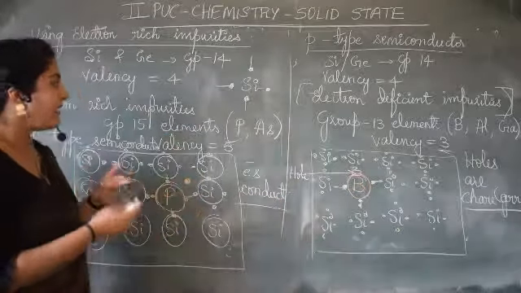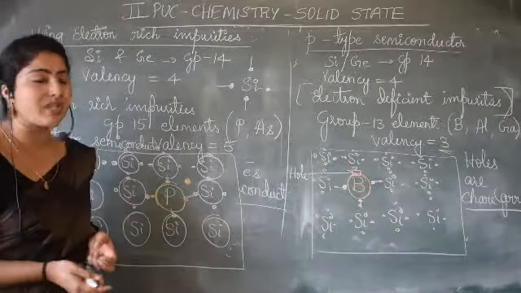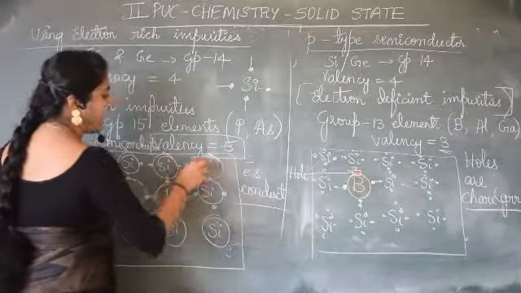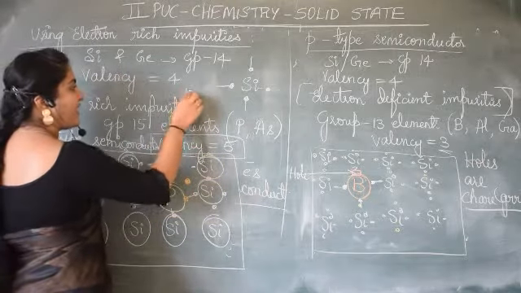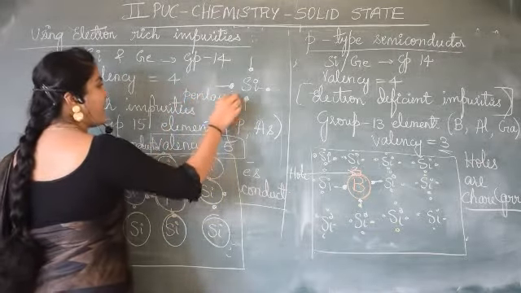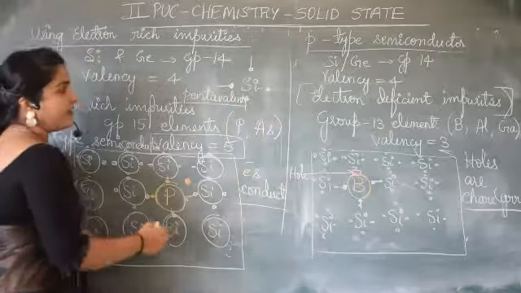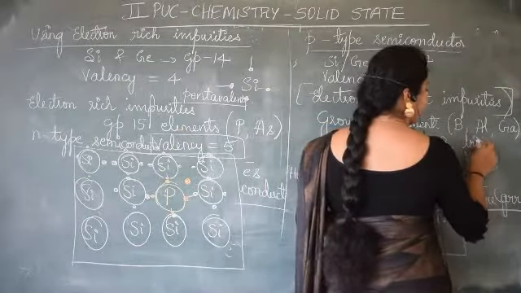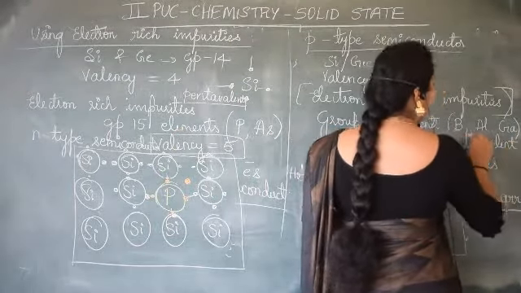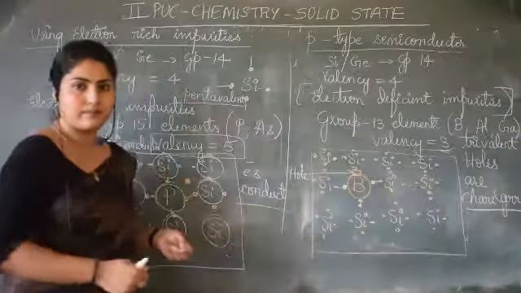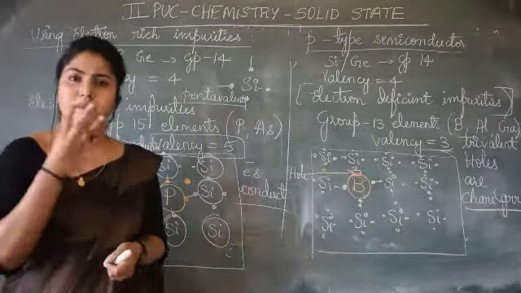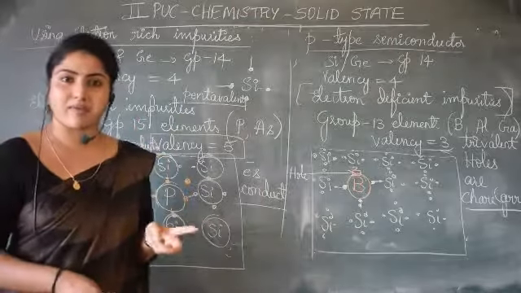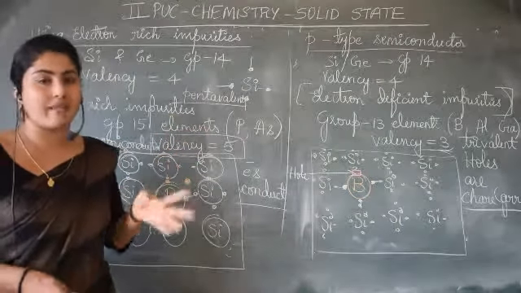One more point you can mention: what is the valency of the impurity that you are adding in n-type? 5. So we call such impurities pentavalent impurities. Pentavalent impurities are added. Here the valency is 3, so we call them trivalent impurities. Trivalent impurities are added, you can also mention. Hope it is clear. Maximum for 3 marks the question will be asked, so you must remember 3 points about n-type and p-type semiconductors. You need to understand the theory behind this also.